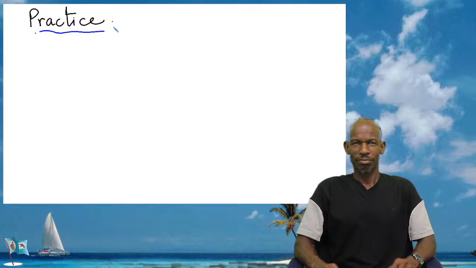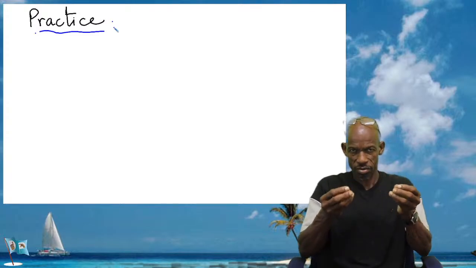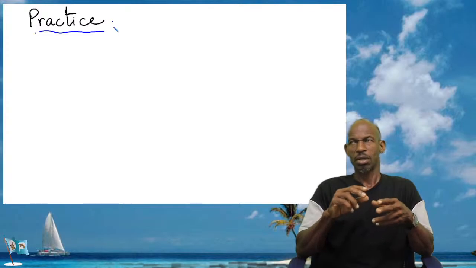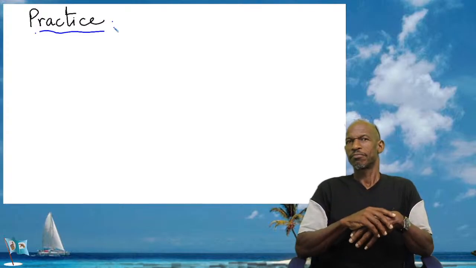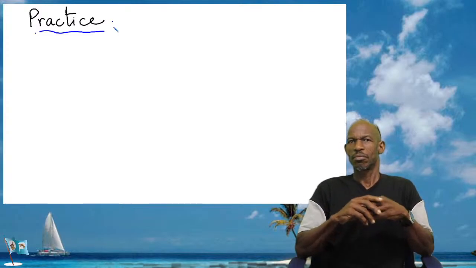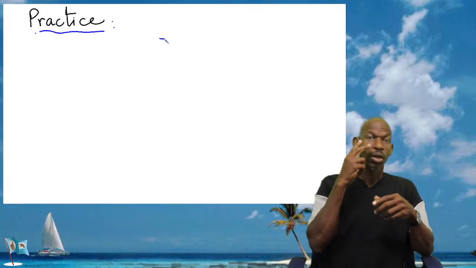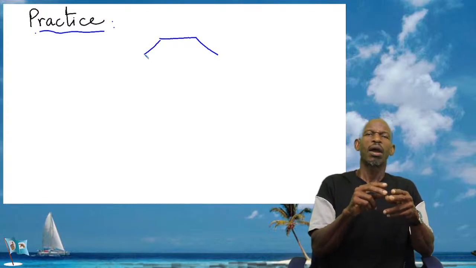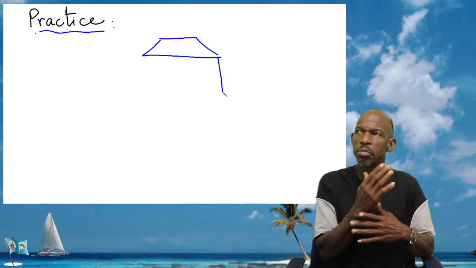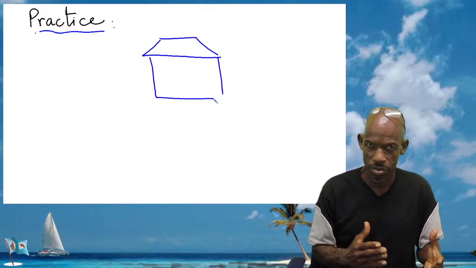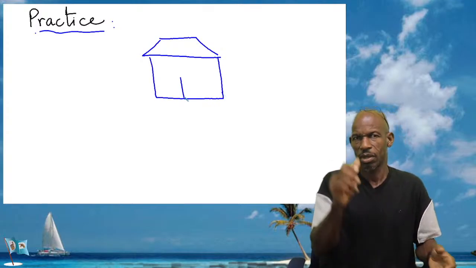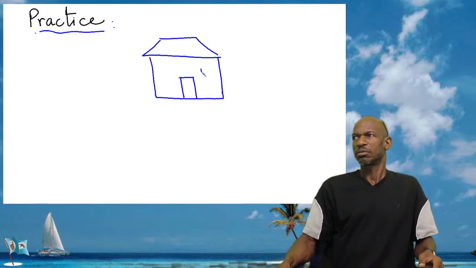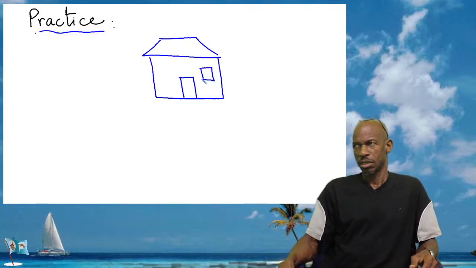Let me give you a noun, because that is where some of you had some problems. From the noun we are going to pull out the adjective. So I'm just trying to do some art, some drawing here. I am drawing a house.